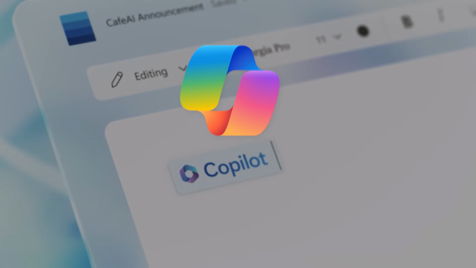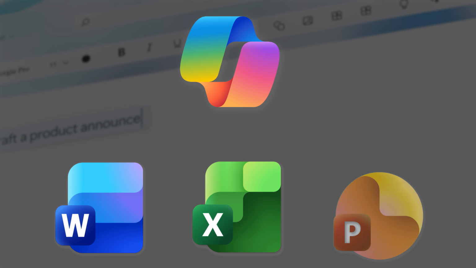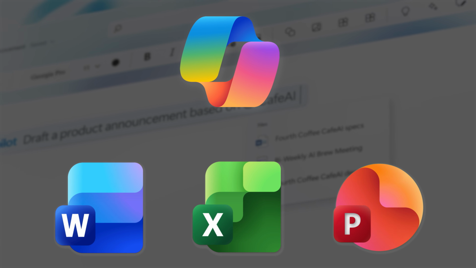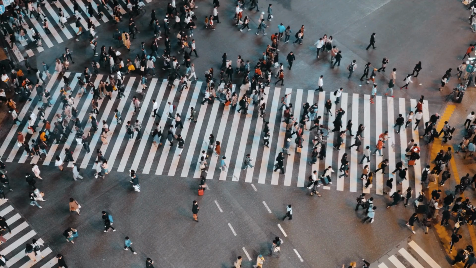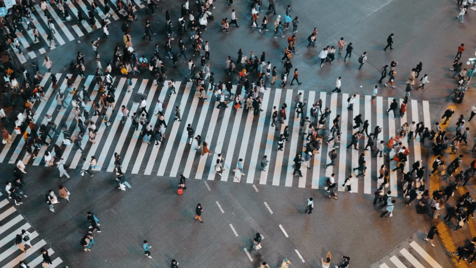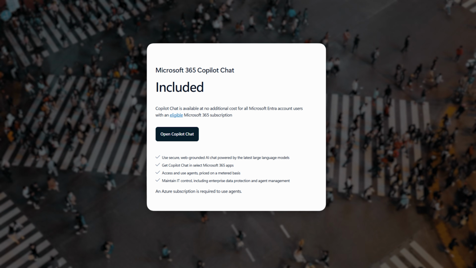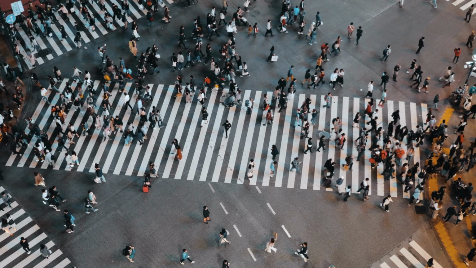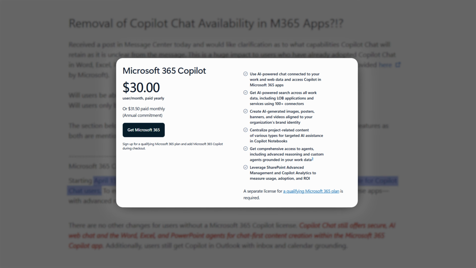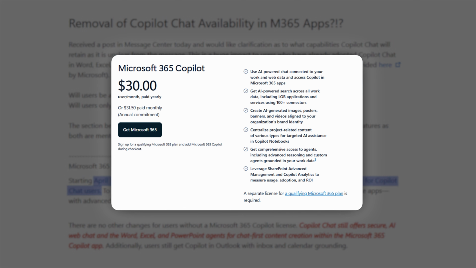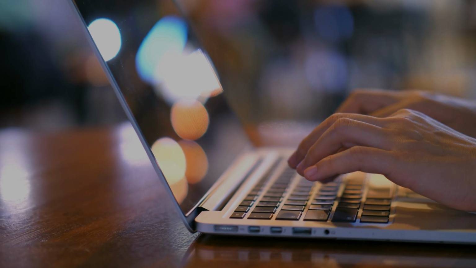If you are using Copilot in Word, Excel, and PowerPoint right now for free, enjoy it while it lasts, because on April 15th, that's less than 2 weeks from today, Microsoft is pulling the plug. They gave millions of users free AI inside Office apps just 6 months ago. And now they are taking it back unless you pay them $30 per user per month. And this could be another reason, that I'm going to talk about at a later stage of this video.